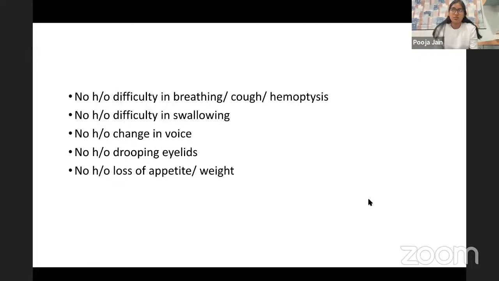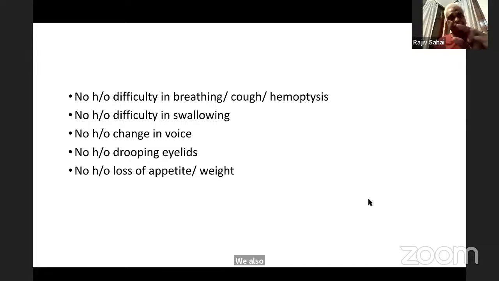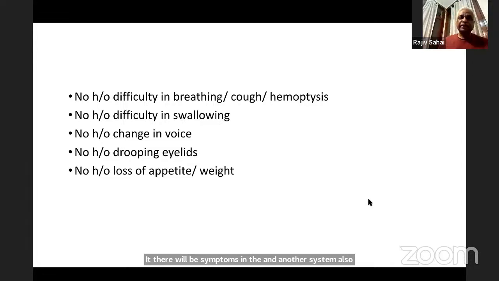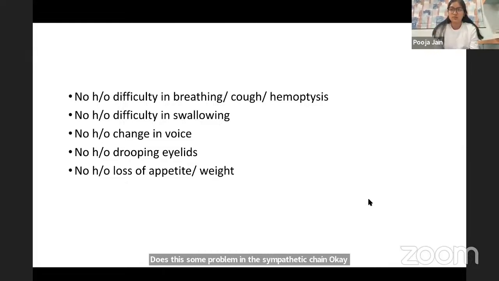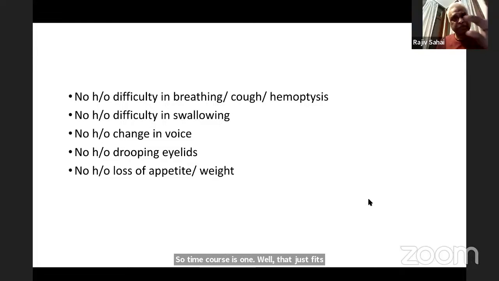Sir, syndrome. Yeah. So you know what is a syndrome? No, sir. The syndrome is that if there is a defect or some problem in one system, there will be symptoms in another system also. So there's a defect in the lung, and it shows as symptoms in the brachial plexus. There'll be some problem in the brachial plexus and in the cervical sympathetic chain. Right? Yes. So Pancoast is one where it spreads along the ribs to the vertebrae, to the brachial plexus, and then causes Horner's.